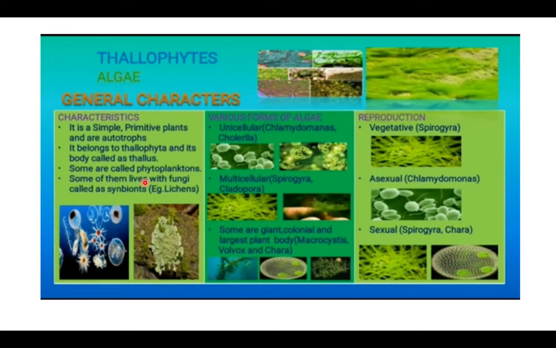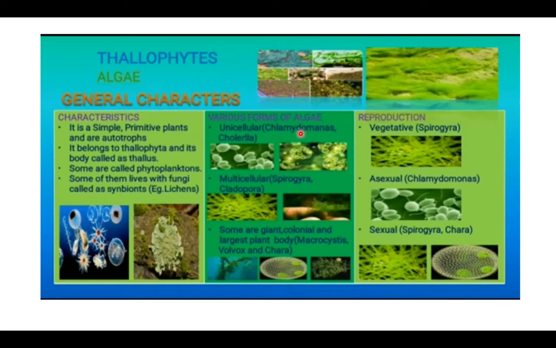And some kinds of algae live along with fungi, which we call symbionts. Example, lichen. So these lichens are living along with fungi. Both are mutually satisfying each other in preparation of food and water. So they are called symbionts. Example, lichen. There are various forms of algae: unicellular, multicellular. Some kinds of algae are giant in nature, which have the largest plant body.